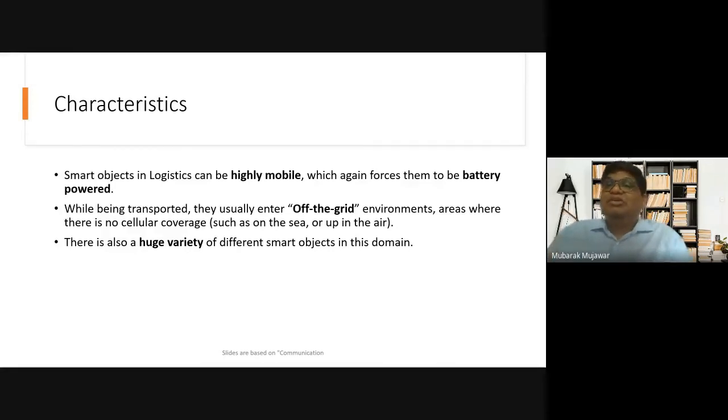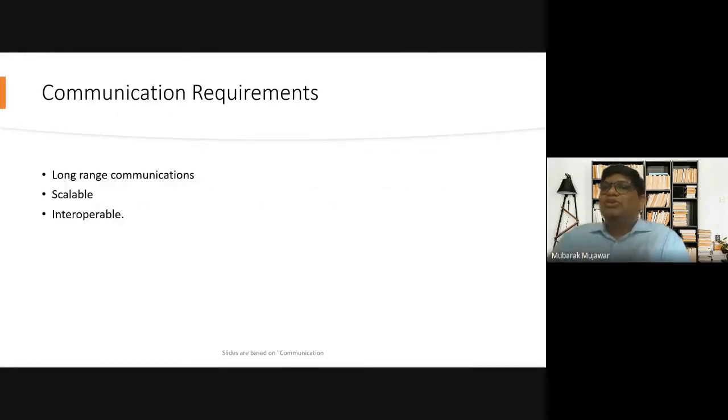Now, there is a huge variety of different smart objects in this domain. Of course, we can have a small shipment, perhaps a car, or perhaps we are tracking our fleet, or we are monitoring the conditions of a warehouse. So we have a huge variety of different smart objects in this domain. And for that, we should look for three different requirements. One requirement is long-range communication. The second requirement is scalability. And the third requirement is interoperability.